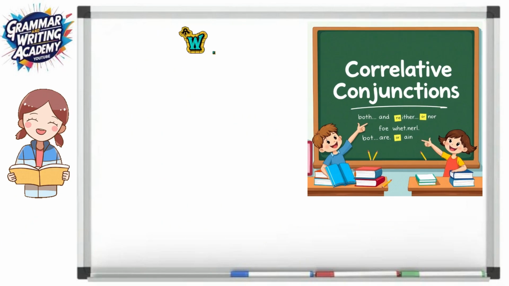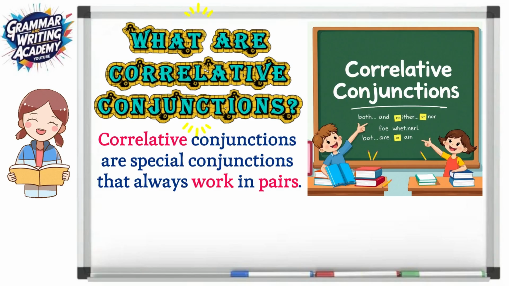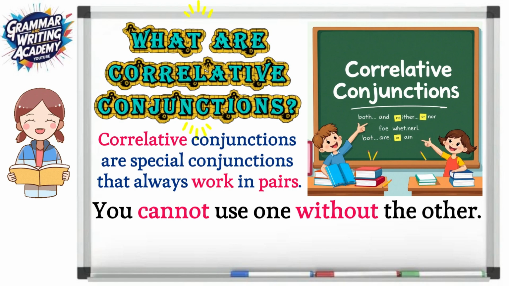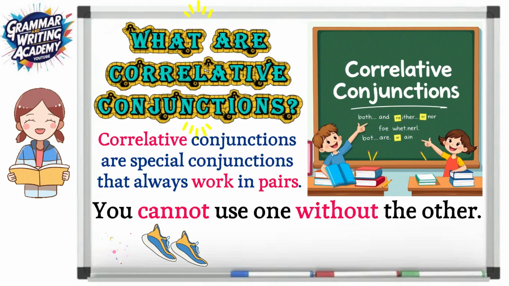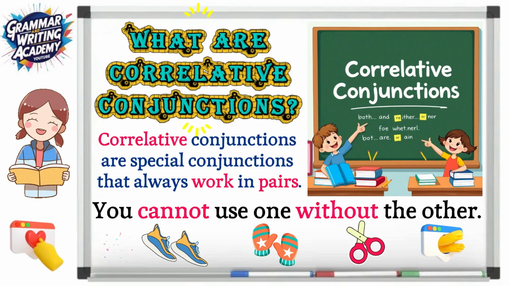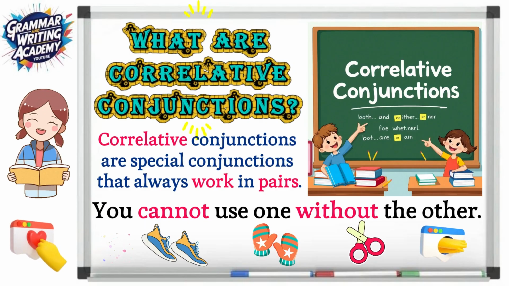Let's start. First of all, what are correlative conjunctions? Correlative conjunctions are special conjunctions that always work in pairs. You cannot use one without the other. Think of them like shoes, gloves, scissors. Definition: correlative conjunctions are pairs of words that connect equal parts of a sentence. Now, let's learn the most important pairs one by one.